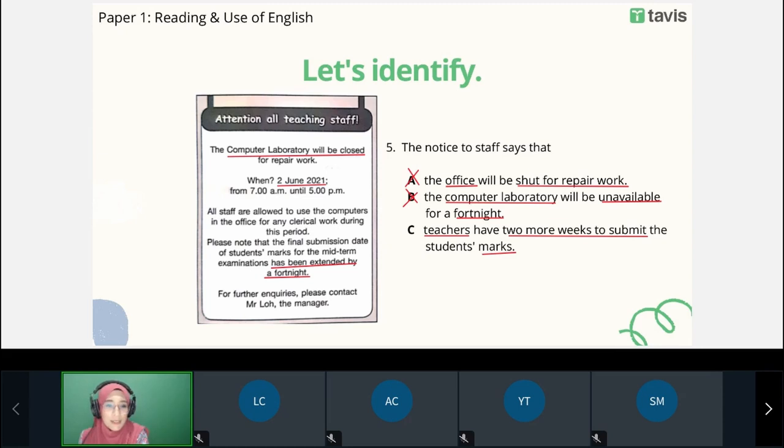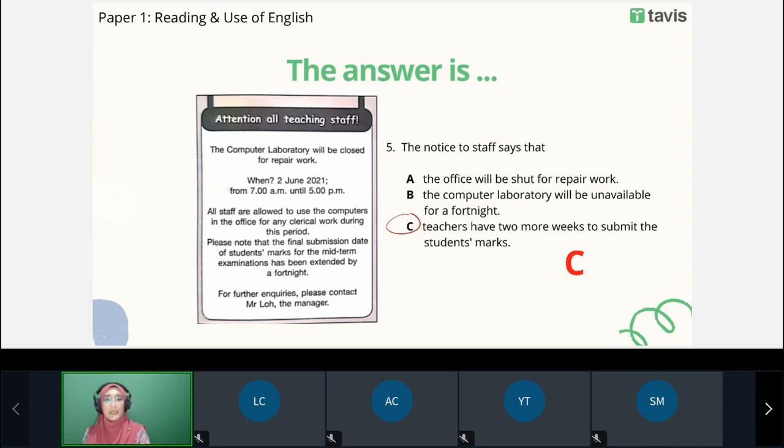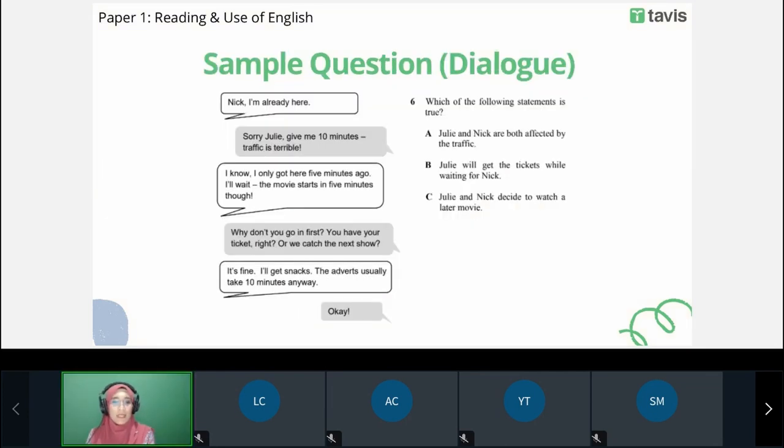I hope that you are clear with this. So the correct answer would be C. As easy as ABC, I hope so. Would you like to go on and try the next question? I hope that you are okay so far. Let's try the next question.